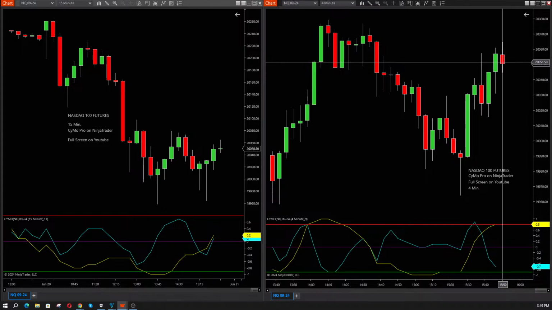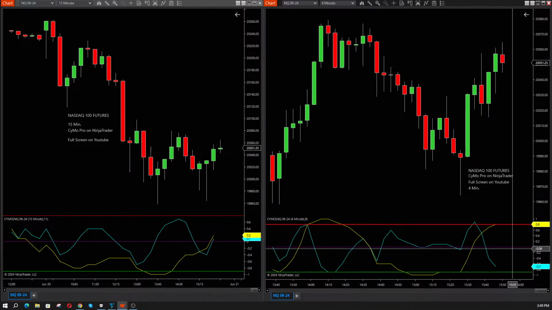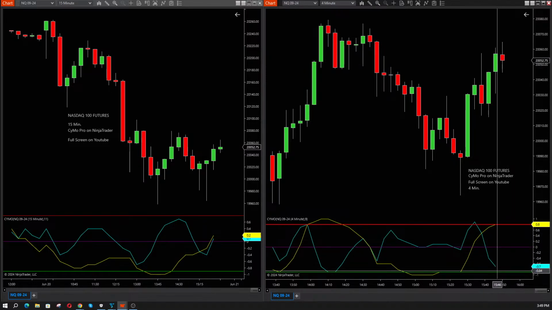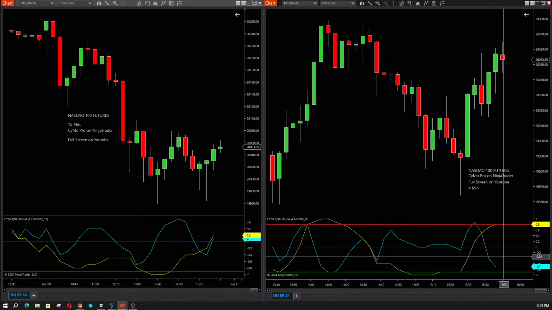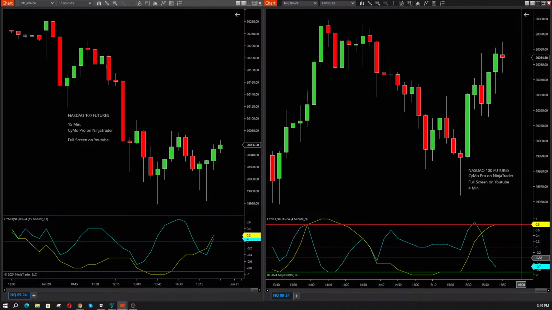So you got 2 more minutes for bar change on this 4-minute time frame, and you will see what happens, whether this thing bottoms out, goes up, and then pushes price up into the close. You do have a long setup on the 15-minute chart.